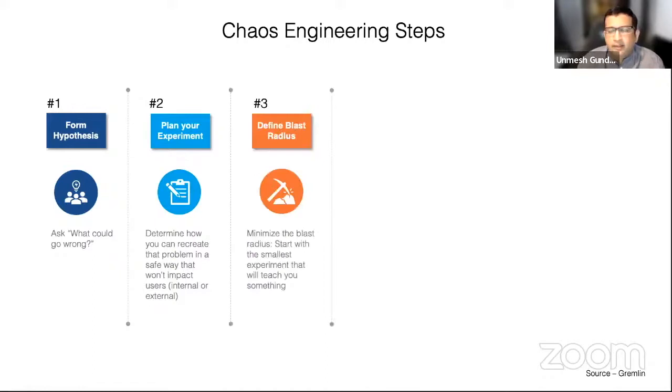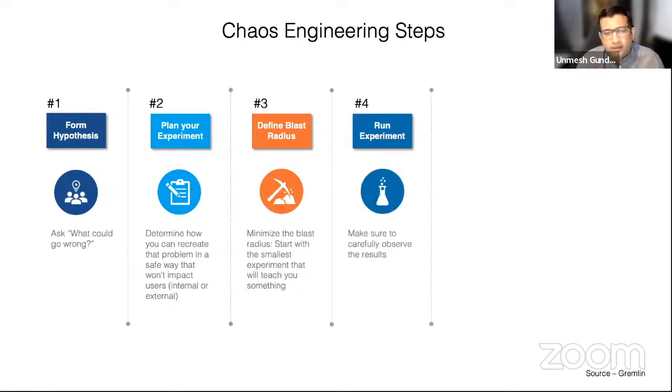The third step is defining the blast radius. The blast radius is how big the impact of that particular failure will be, whether it will impact a small set of users, or it is going to take down all the services. Ideally, you should start with small experiments, or a small blast radius, and then you build up your knowledge and increase your blast radius to find the problems.